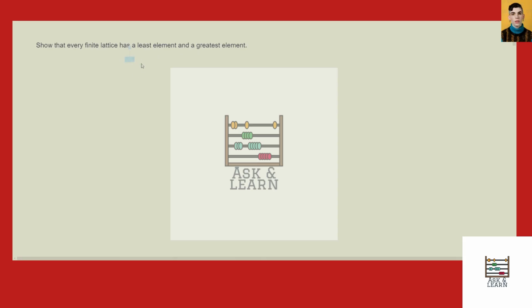They want us to show that every finite lattice has a least element and a greatest element. All right, well, remember what it means to be a lattice. This means that every pair of points has a greatest lower bound and a least upper bound. So let's just keep that in mind when we're doing this.